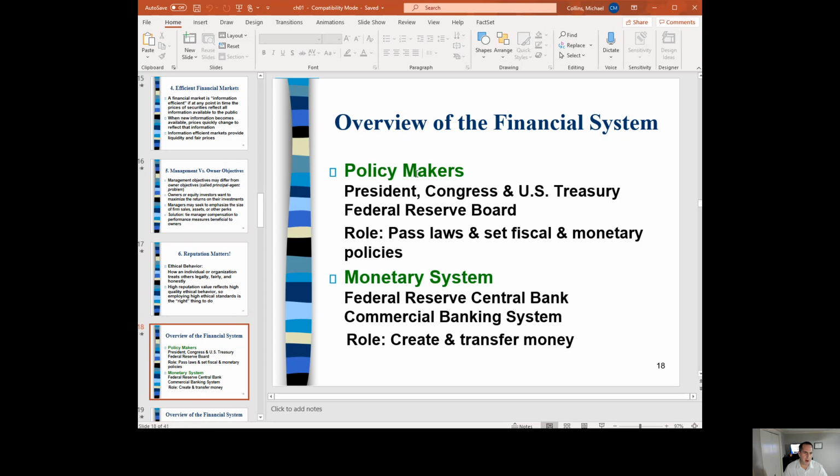Overview of the financial system. So you have policymakers: the Fed, politicians, government. They set the regulations and rules within the system. At one point, you could get a home with no money down, maybe 15 years ago. Now you can no longer do that, right? Why? They changed the policy.